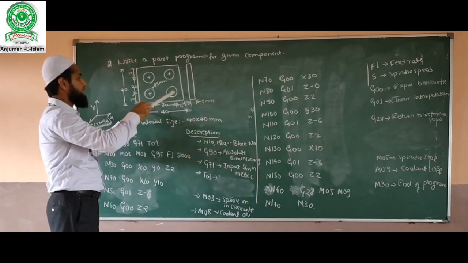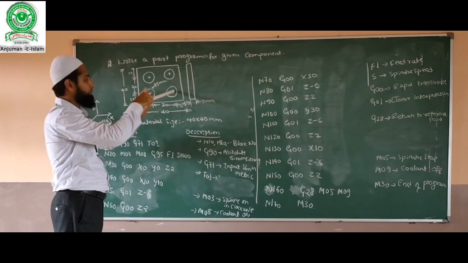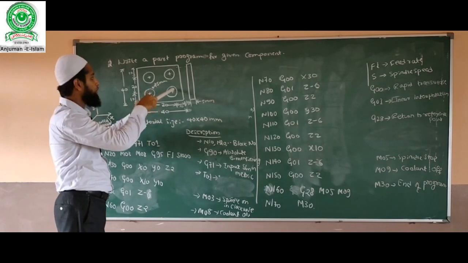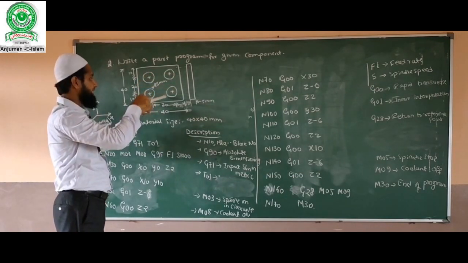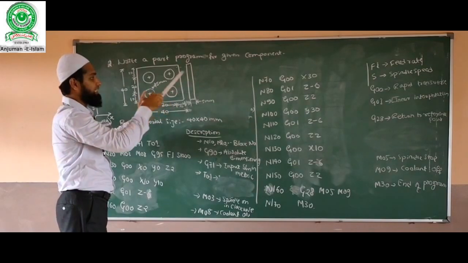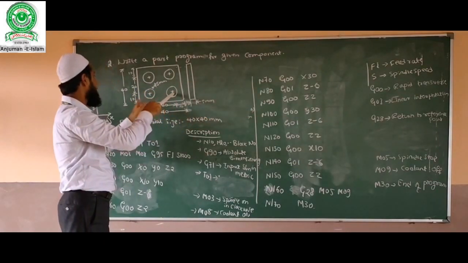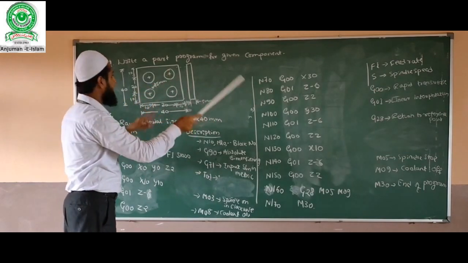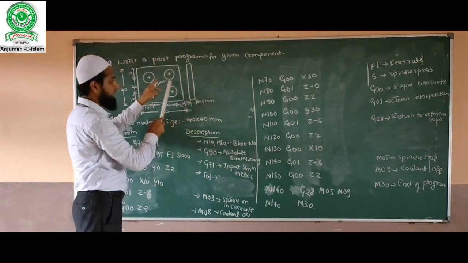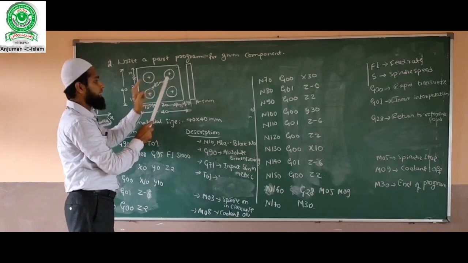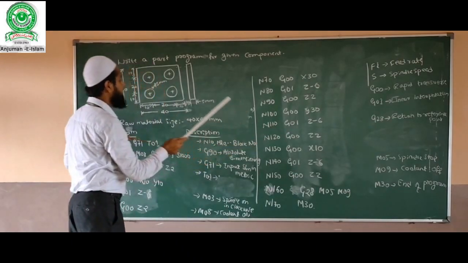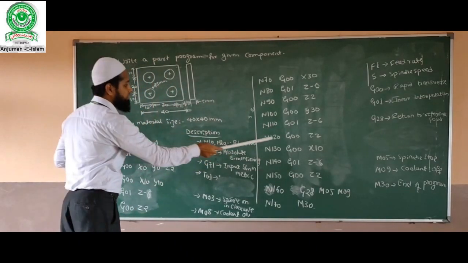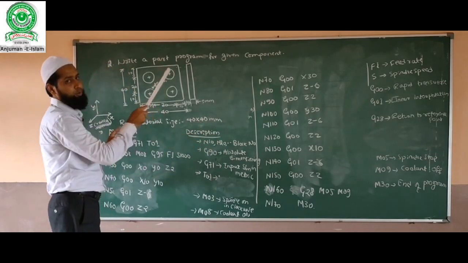Then X30 is constant. After reaching this position, I will move the tool to the next position. X30 is constant, and I will change to Y30, which means it will move from 10 to 30. Y will move to this position. Again I will drill here, a third drill, Z minus 6. It will drill, and G00 Z2 means it will come out again.